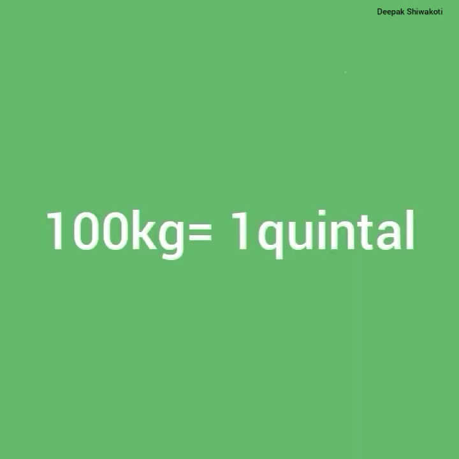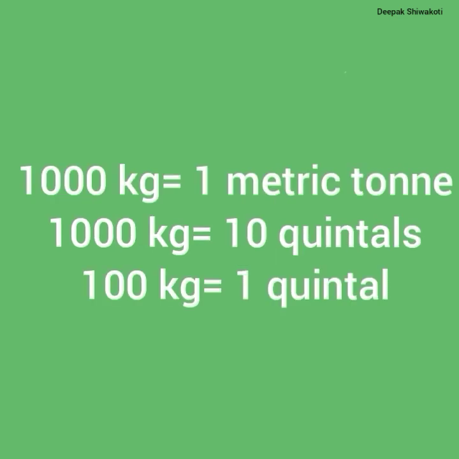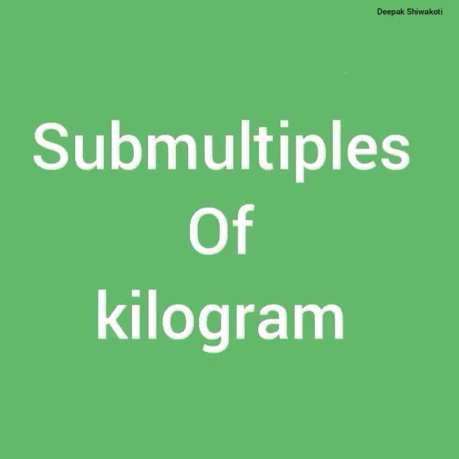These are in practice. So let's recap. 1000 kg is equal to 1 metric ton, 1000 kg is equal to 10 quintals and 100 kg is equal to 1 quintal. Now, when we have to measure objects of less mass, then we will go for submultiples of kilogram like gram.